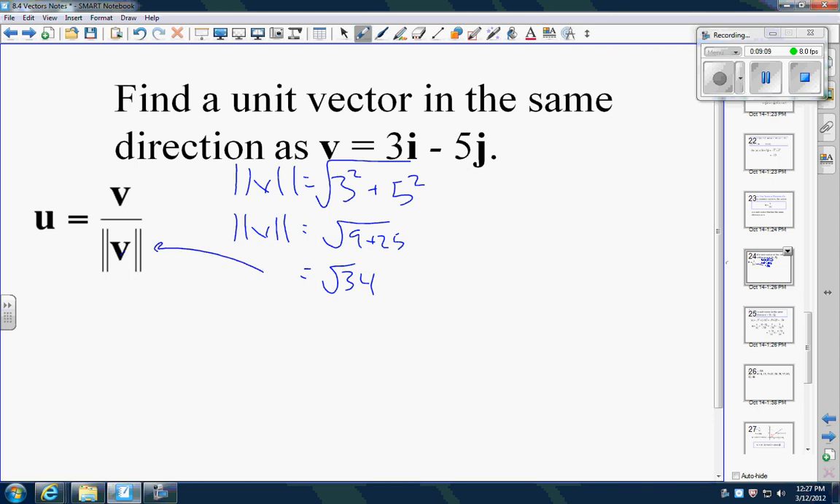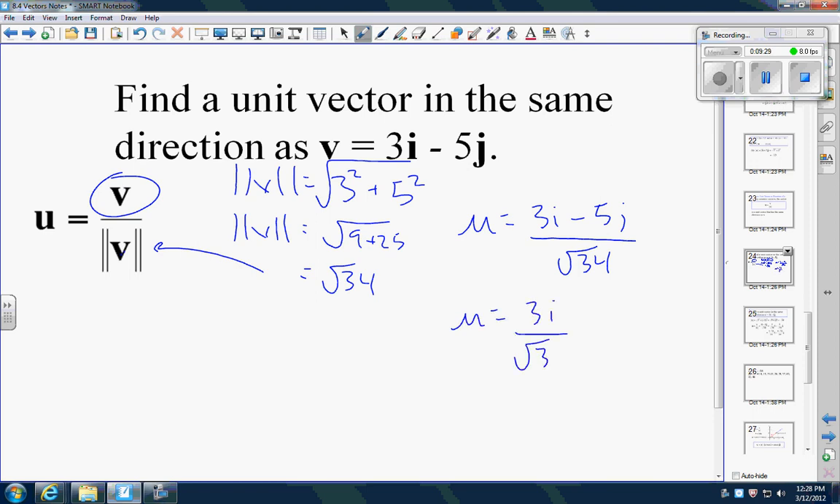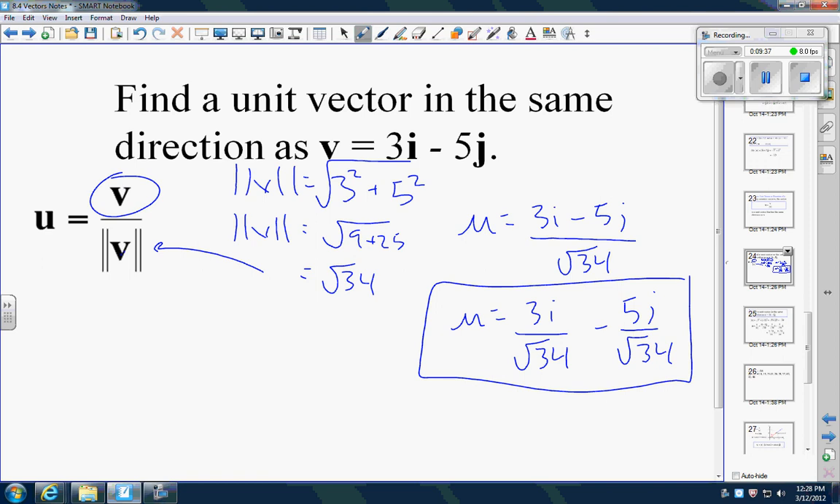All you got to do is take that, replace that there, copy vector v on the top. Okay? So we're going to say unit vector in this case is 3i minus 5j over the square root of 34. Now you may see it written like this. Either one of those answers is okay. I'd probably split it up. Okay, it's just how you're going to see this.